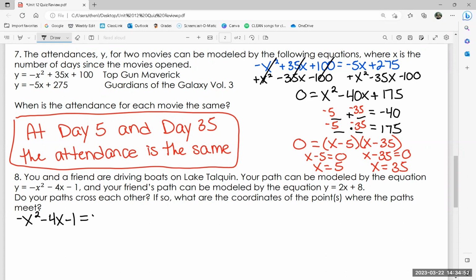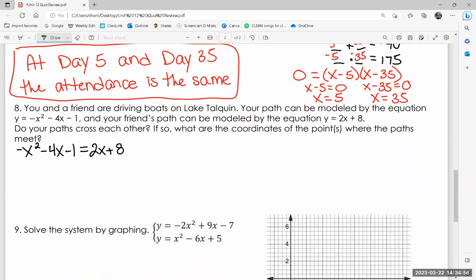Okay, equals 2x plus 8. When solving for this, I've said it multiple times, I like to keep my x squared positive. So I'm going to add x squared to both sides, I'll add 4x to both sides, and I'll add 1 to both sides to keep my x squared positive.